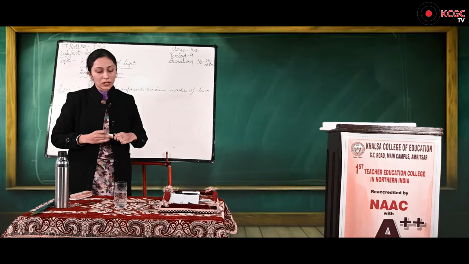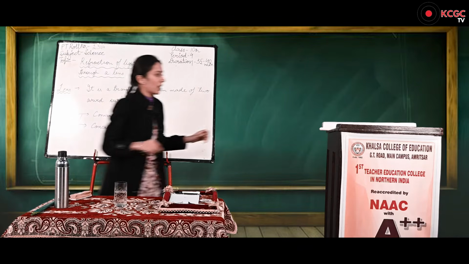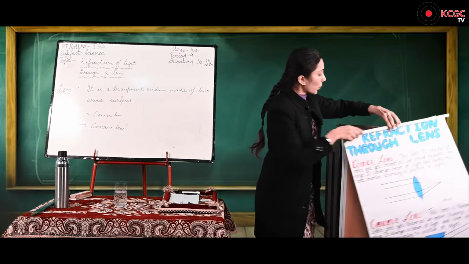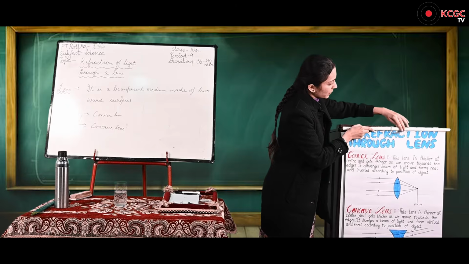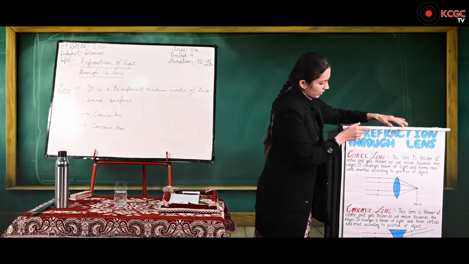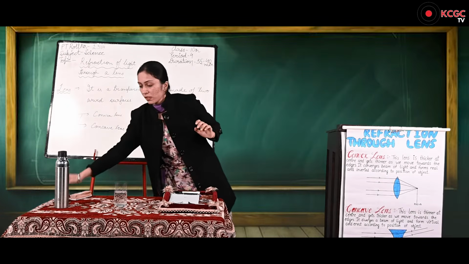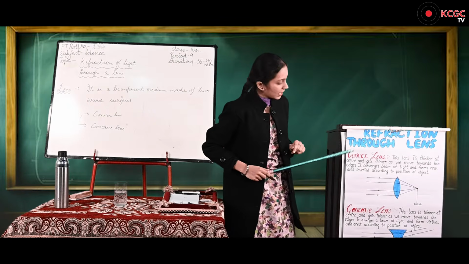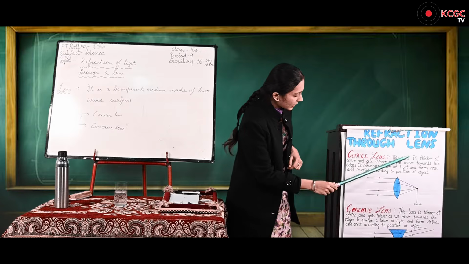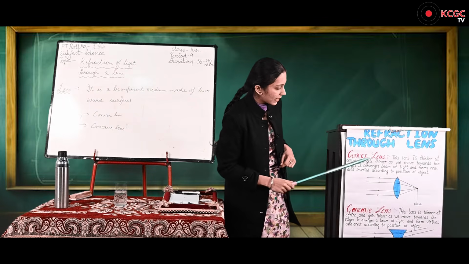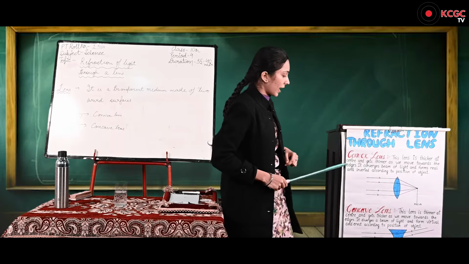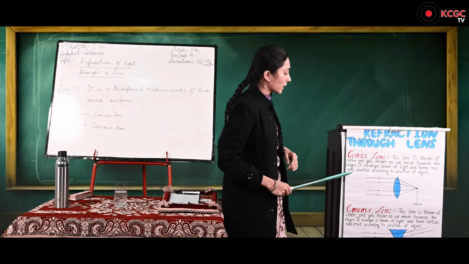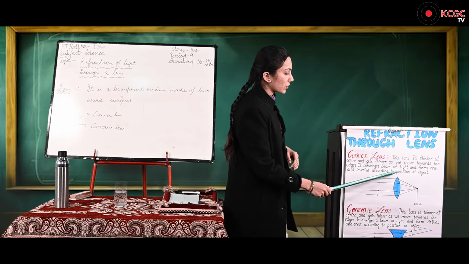Now we're going to study about the types of lenses and I'm going to use this chart. So first we will study what a convex lens is. Basically this lens is thicker at the center and gets thinner as we move towards the edges. It converges a beam of light and forms a real and inverted image according to the position of the object.